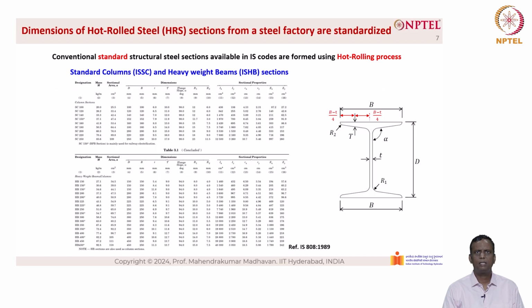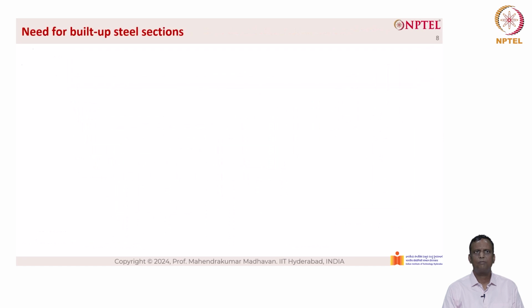Now let's look at another cross section, which is ISHB, Indian Standard Heavy Beams. The same nomenclature that we described previously applies here as well, and here also R1 is the root radius and R2 is the toe radius, and the maximum depth of the cross section here is basically 450 mm. Now why do we have to study this?